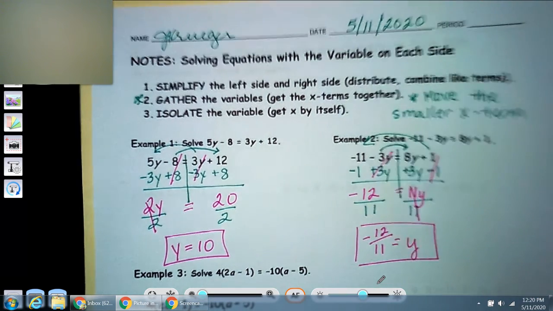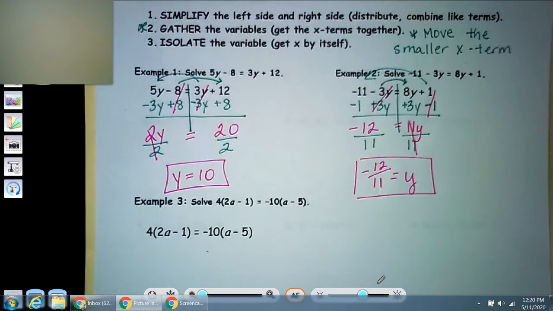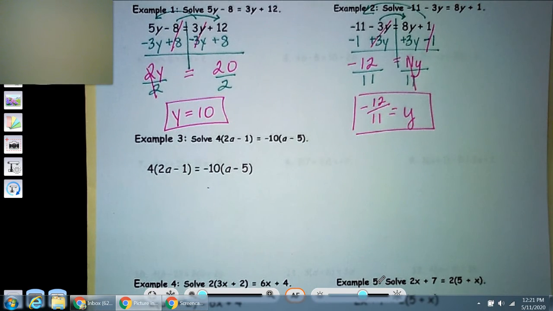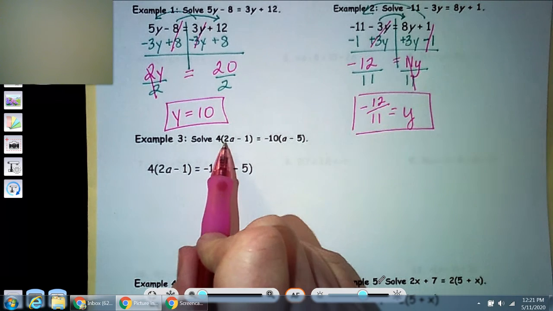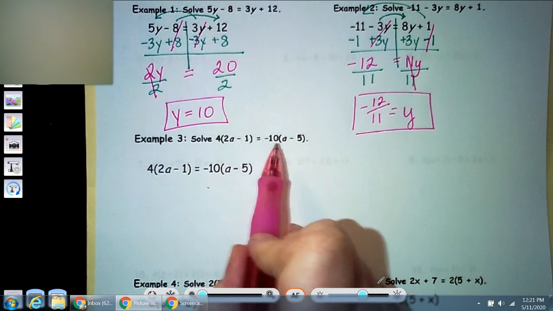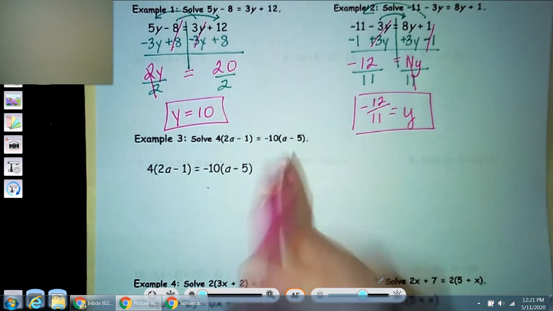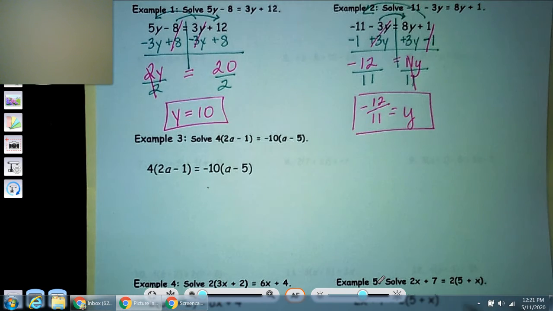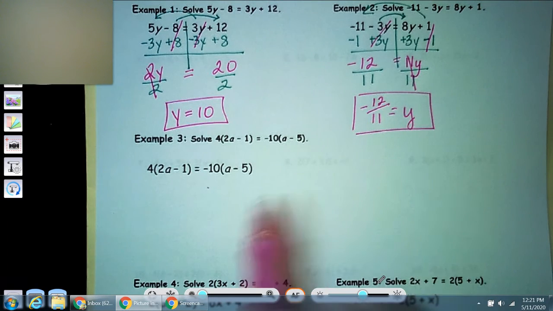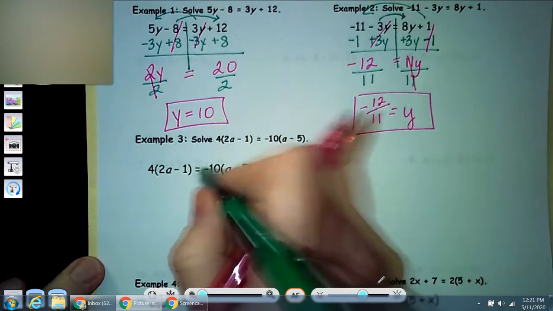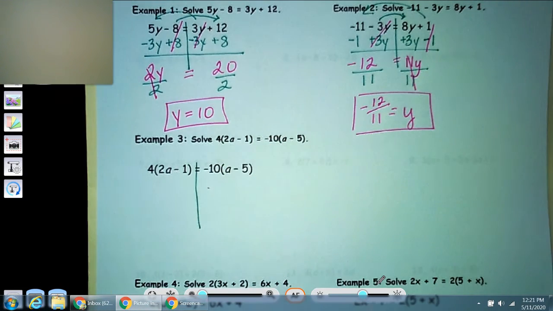Now, those aren't too bad, but let's look at one that looks a little more intense here. Now we have parentheses. If you look at example 3, it says, solve 4 times the quantity 2a minus 1 equals negative 10 times the quantity a minus 5. If you'll remember at the very beginning, I told you that we needed to simplify the left and right side. So what that means is we're going to need to distribute to get rid of these parentheses.